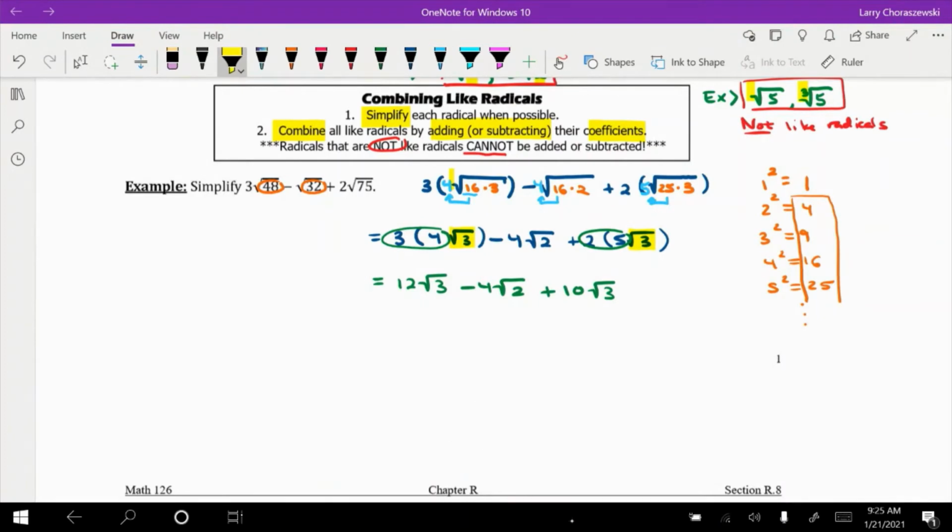So there are 2 like radicals in this expression, 12 radical 3 and 10 radical 3. And because they involve the same type of radical, to combine them, we're simply going to combine 12 with this positive 10. And that's going to give us 22 square roots of 3. And unfortunately, there's no other radical that has a radical 2 involved in this expression. So we'll just have to carry down the minus 4 radical 2 and leave it as is. And that would be about as far as we could go in terms of simplifying that. Any questions?